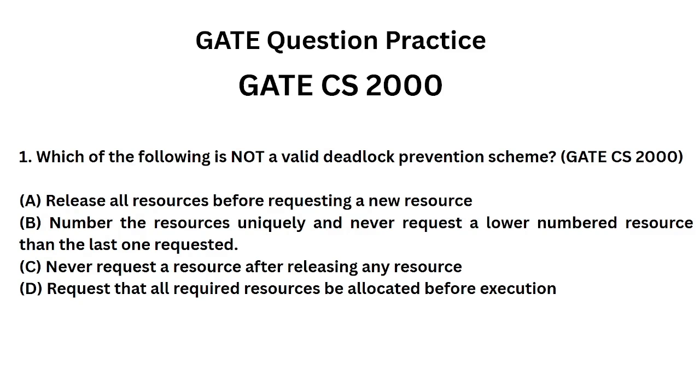So let's say a process never releases anything and keeps requesting new resources. That is still allowed in option C. Hence, hold and wait is not prevented in this condition.